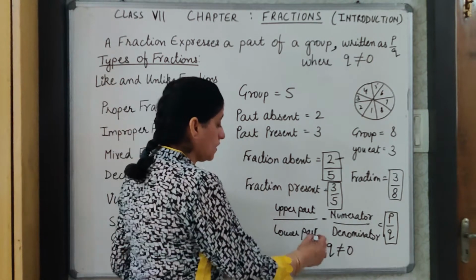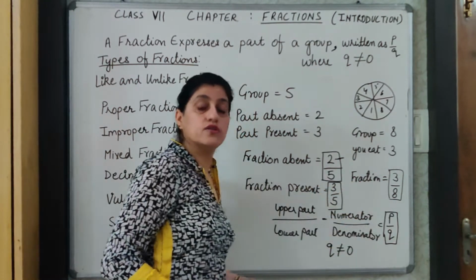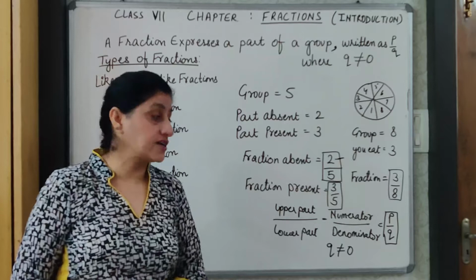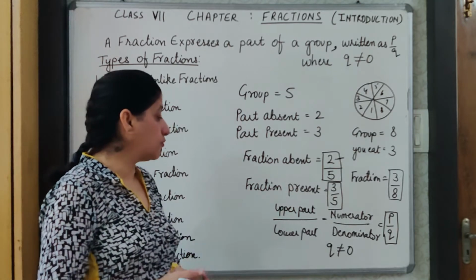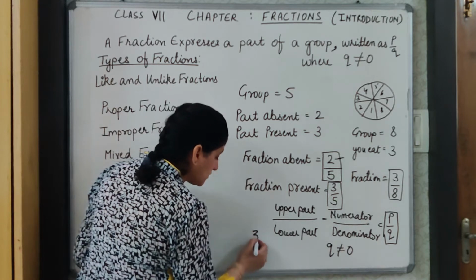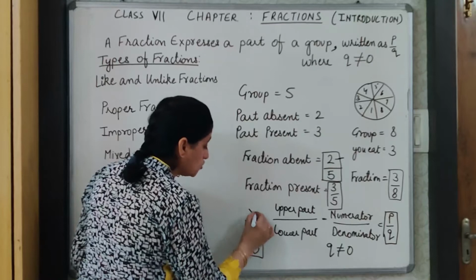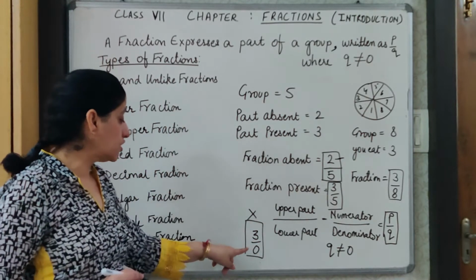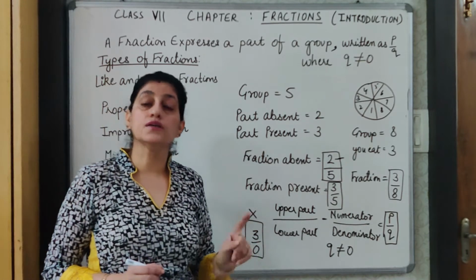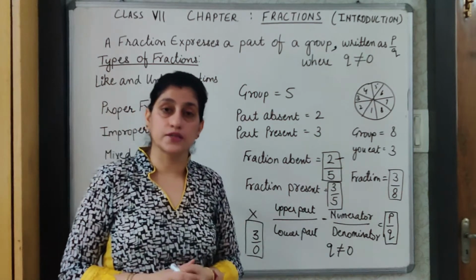Now, any number like 2 upon 5, 3 upon 5, 3 upon 8, all these are representing fractions in the form of P upon Q, and we say Q is not 0. It means if I write 3 upon 0, then this number is not a fraction because Q cannot be 0. I hope this fraction part is clear to you.